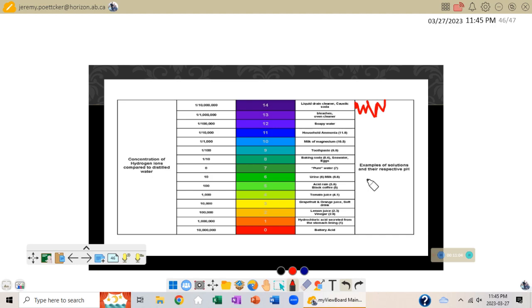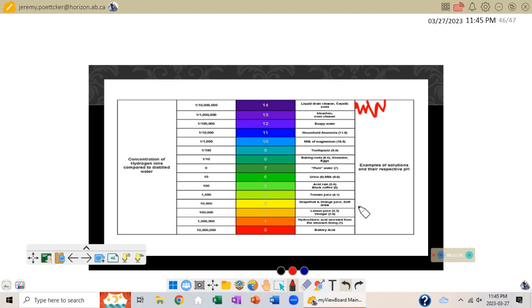Urine, milk, acid rain, black coffee. So, I mean, acid rain, I'm not too worried if that lands on my head any more than black coffee lands on my hand. I suppose if the acid rain or the black coffee were both the same temperature landing on my head, it might hurt, but that's the temperature, not the acidity. Tomato juice, pH of 4.1. Again, might sting if you got it in a cut, but I'm not too worried about that.